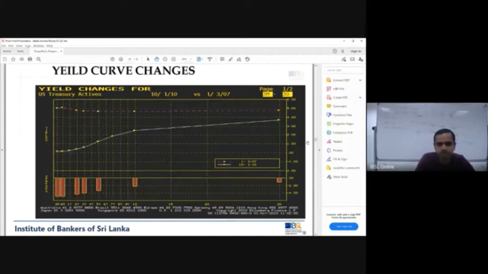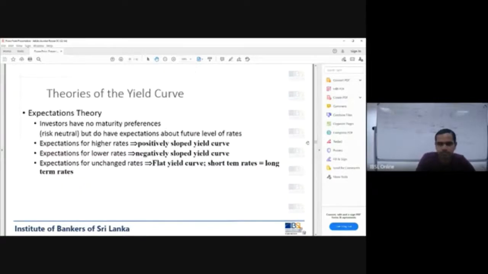So this shows the yield curve of a US bond, starting from 3 months and going up to 30 years. Theories of the yield curve. So like most other things, even yield curves have their own theories.